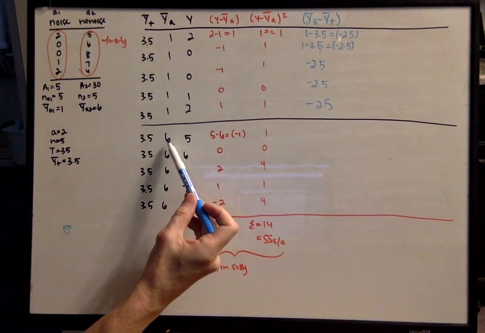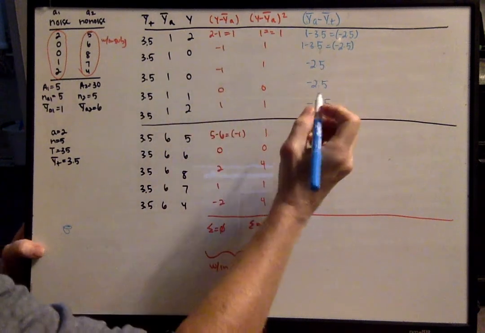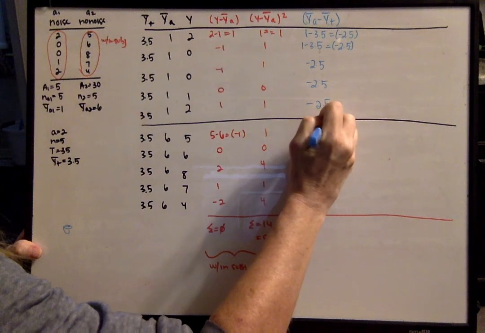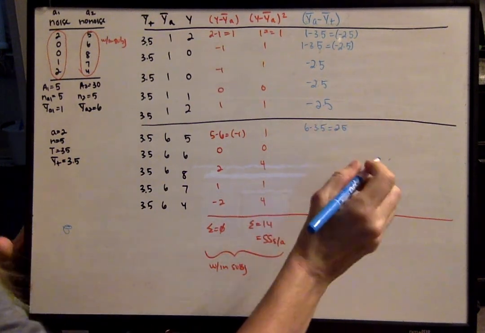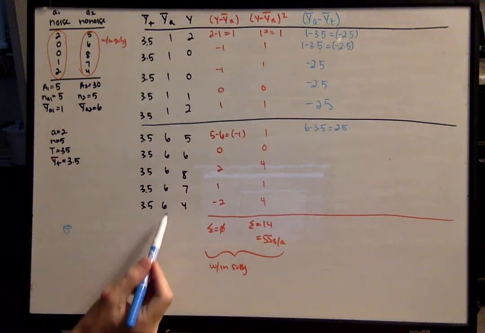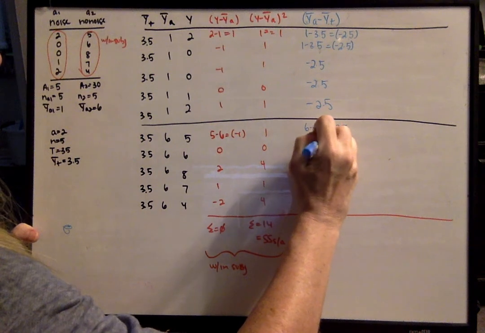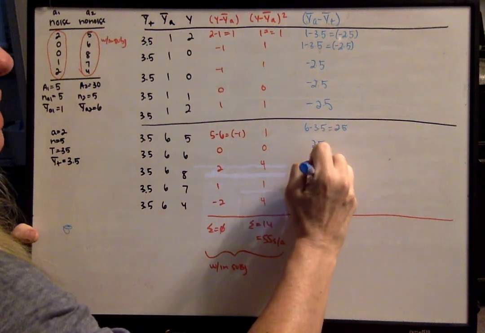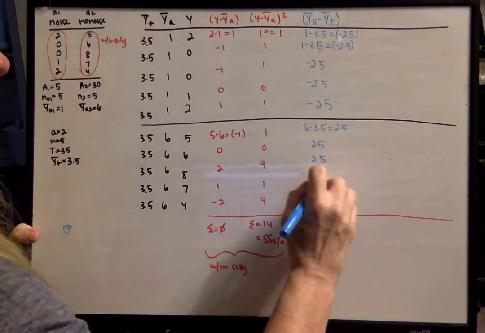Moving down to the next group, it's going to be different. The y bar A here is 6, and the y bar T is 3.5. So we've got 6 minus 3.5, which is positive 2.5. And again, once we calculate it once, it's going to be the same for everybody in that group. So each one of these is going to be positive 2.5. There's 5 of them.